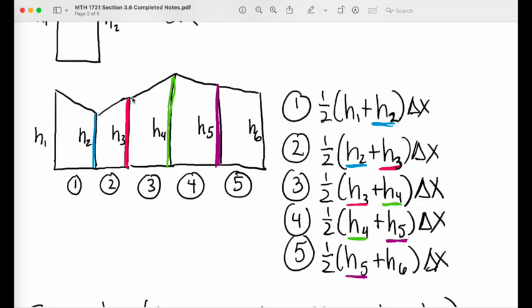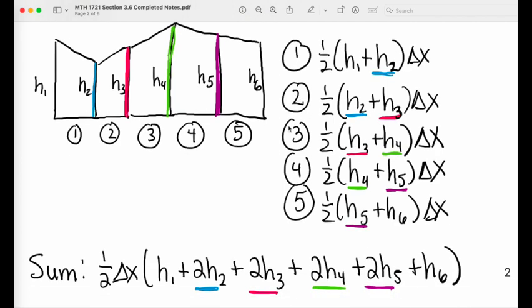So the interior heights, when you look at the interval, the interior heights repeat. So this H2 is also down here. This is the right side of the first trapezoid, but the left side of the next one because they touch. So notice how they repeat.